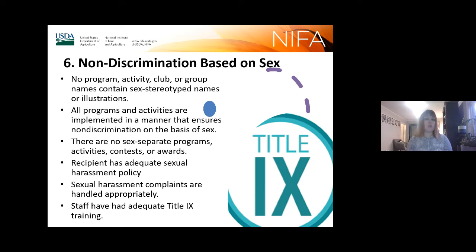We want to ensure that there's an adequate sexual harassment policy in place, that sexual harassment complaints are handled appropriately, and that staff have had adequate Title IX training. So again, the Title IX training could be part of your overall civil rights training. It could be separate, and it's something that we would look at under review area 2, which I've already covered, but it also fits under here in terms of making sure that you have a Title IX component that includes discrimination based on sex and sexual harassment, things like that.